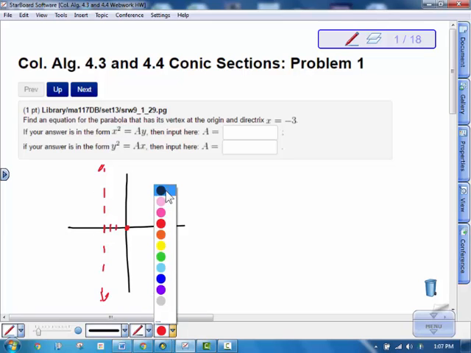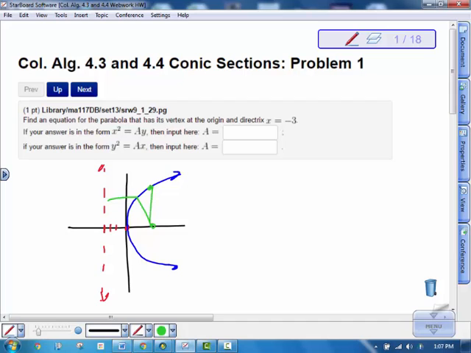So we know that the parabola opens right or left, because technically the definition of a parabola is all the points that are equidistant from the focal point and the directrix line. So all these points are equidistant from the focal point and from the directrix. So that's kind of a different way to look at things.